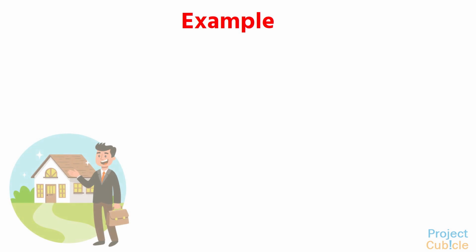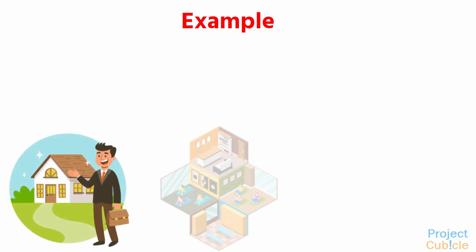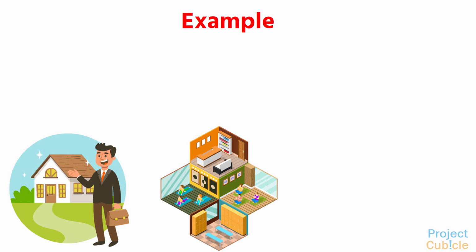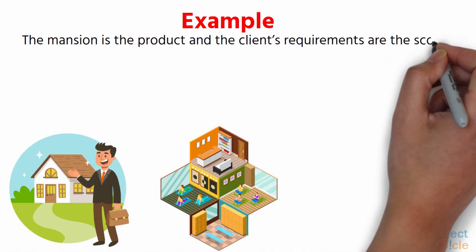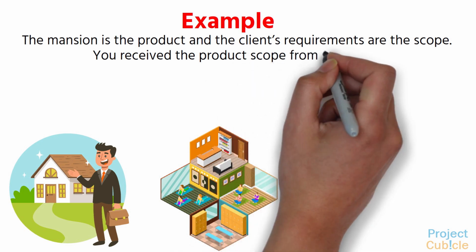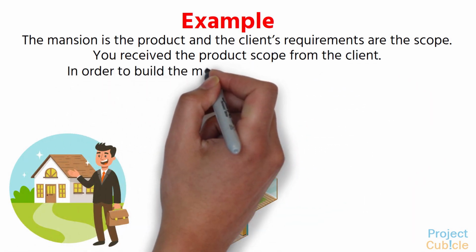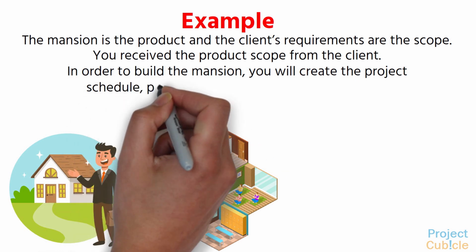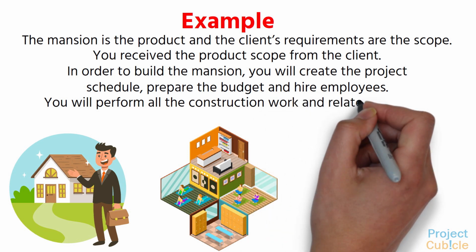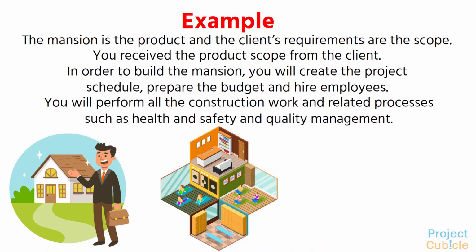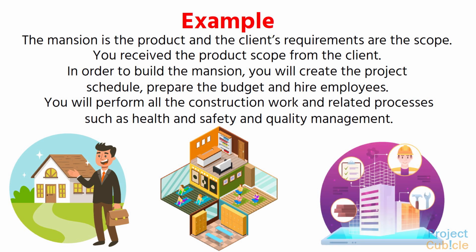Example. Suppose that you will build a mansion for your client. The client defines the requirements such as the size of the rooms, number of bathrooms, floor covering materials, door colors, and other features. The mansion is the product and the client's requirements are the scope. You received the product scope from the client. In order to build the mansion, you will create the project schedule, prepare the budget, and hire employees. You will perform all the construction work and related processes such as health and safety and quality management. All the works and processes that you will perform to construct the mansion are the scope of the project.